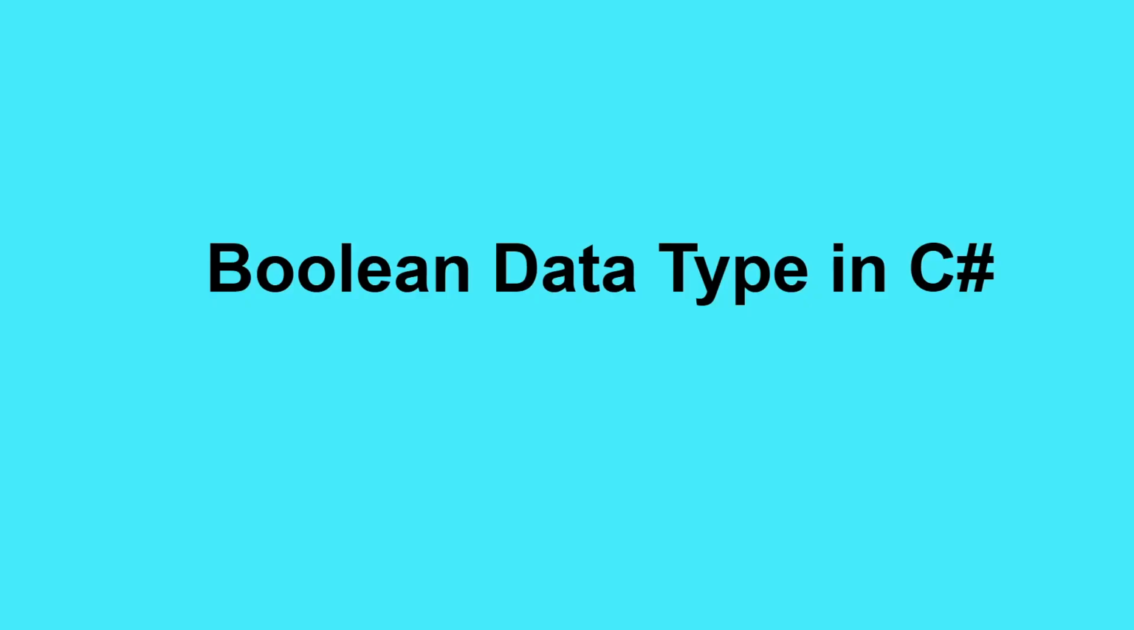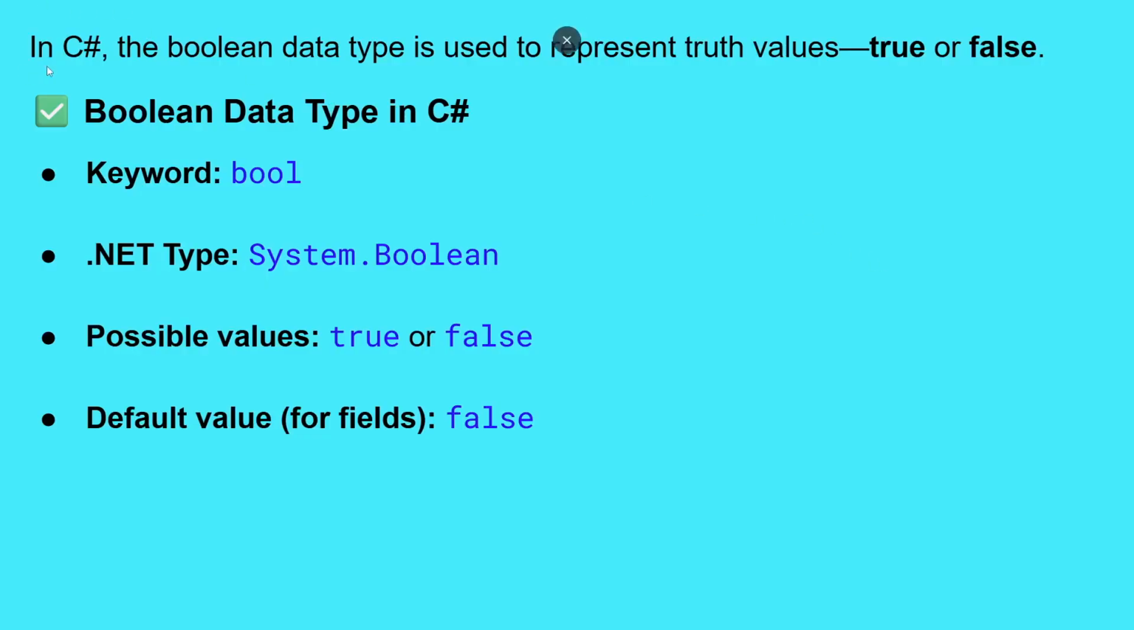Today we are going to learn about the Boolean data type in C Sharp. In C Sharp, the Boolean data type is used to represent truth values, true or false. The keyword which we are going to use is bool. In the .NET type system, it is System.Boolean. Possible values are true or false. The default value is false.